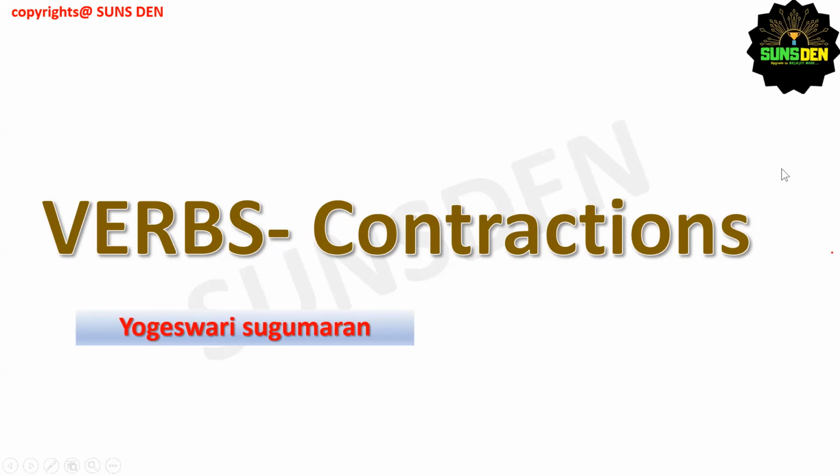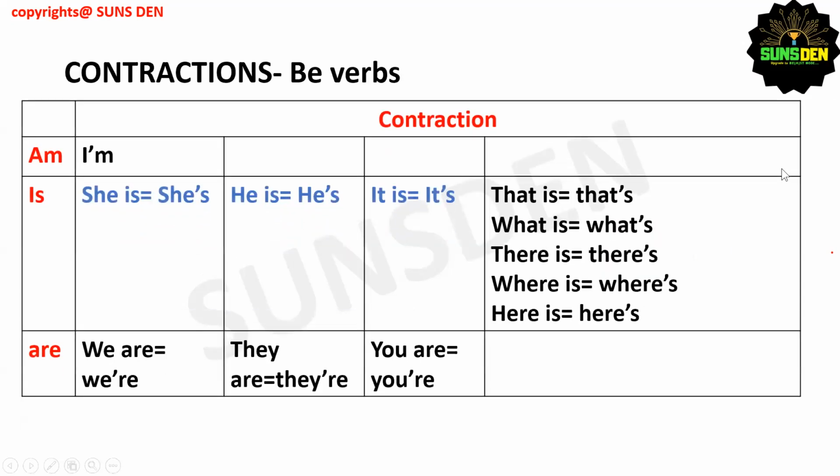Okay, now why am I directly jumping into the contractions, and where will you get to learn about the verbs and their forms? I've already made a complete series of videos about what are verbs, what are the be verbs, have verbs, do verbs, with examples and exercises. I've given the link on the top. Go check out, watch the entire playlist, and then come back here so that you can understand this contraction video as well.